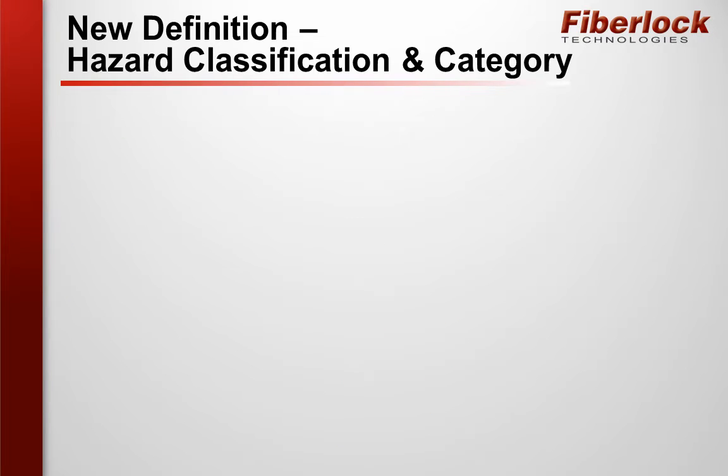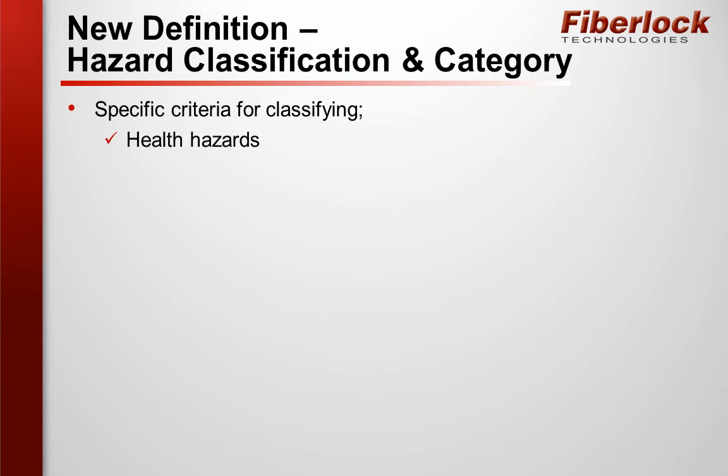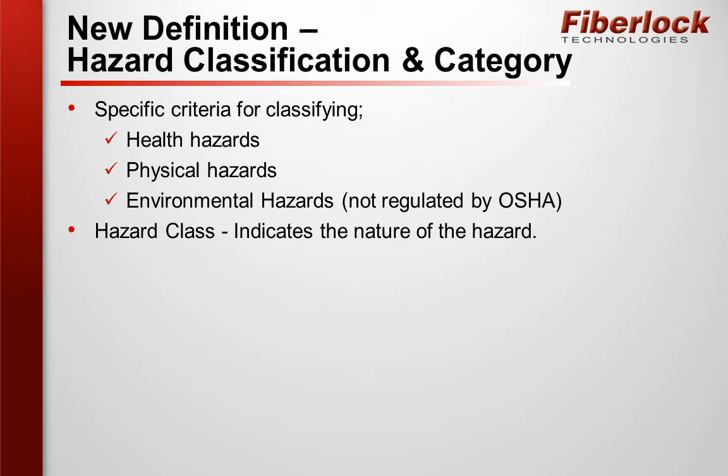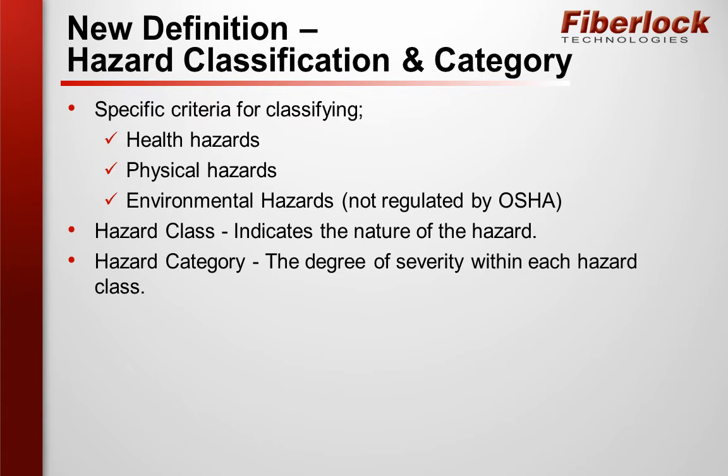Let's take a look at some new definitions, starting with hazard classification and category. Specific criteria for classifying agents includes health hazards, physical hazards, and environmental hazards, which are not regulated by OSHA. Hazard class indicates the nature of the hazard. Hazard category, the degree of severity within each hazard class, 1 being the most severe and 4 being the less severe.